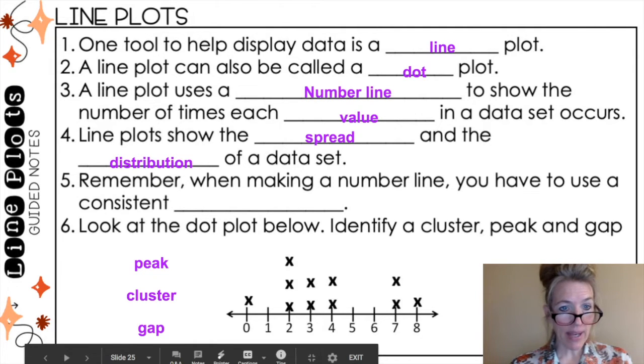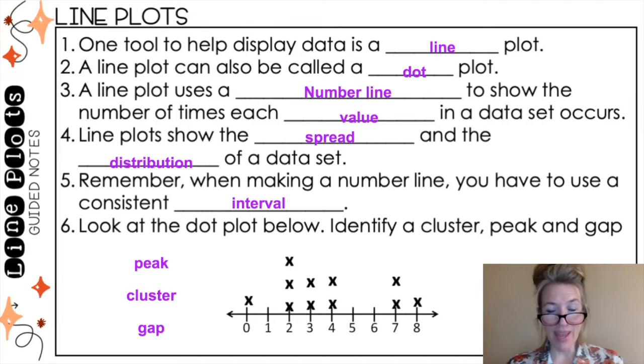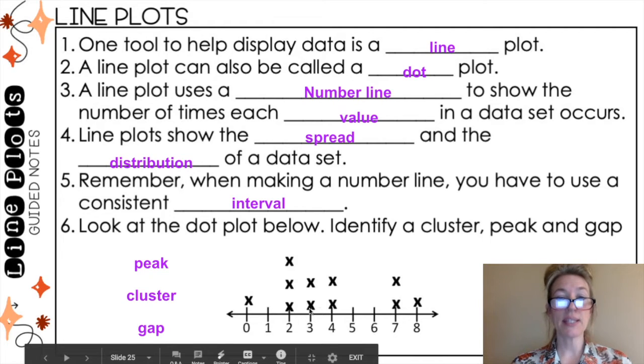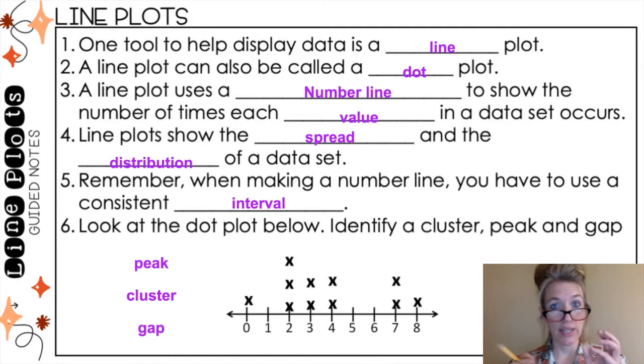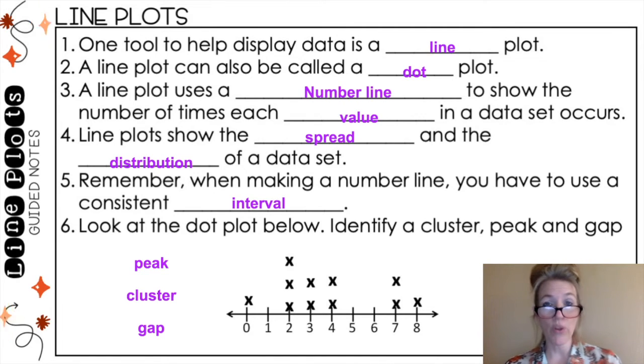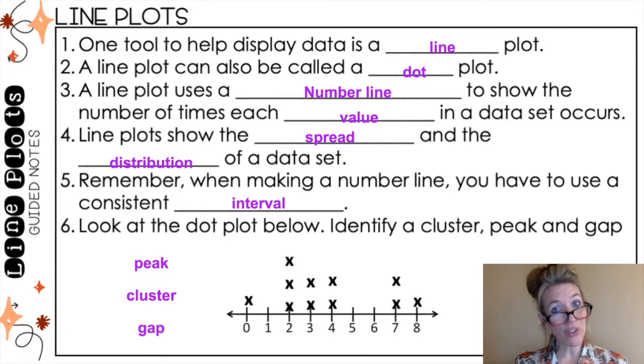Now, I'm back on number 5. Remember that when you're making a number line, you need to be consistent with your intervals. What that means is, in this case, we have an interval of 1 for each one of these little numbers on our number line. Sometimes you might see 0, 2, 4, 6, and there's an interval of 2, or there might be an interval of 5. But whatever the interval is, it must be consistent throughout your number line.